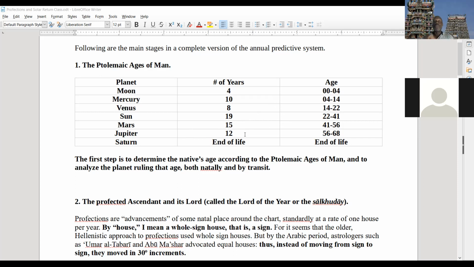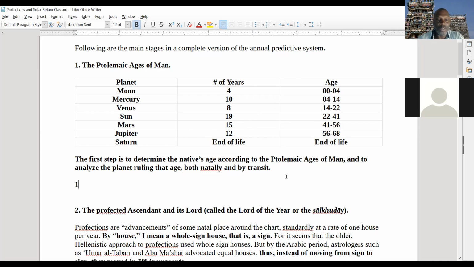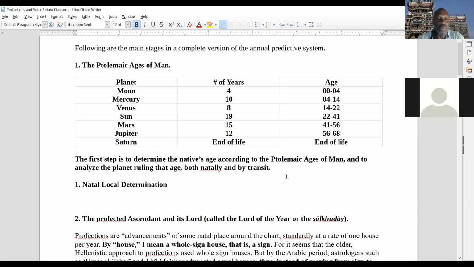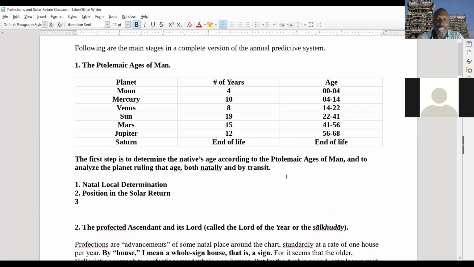And then also you want to be looking, so what is it I said? So we want to look at the natal planet, the natal local determination. We want to look at its position in the solar return. And we want to look at transits to the planet.